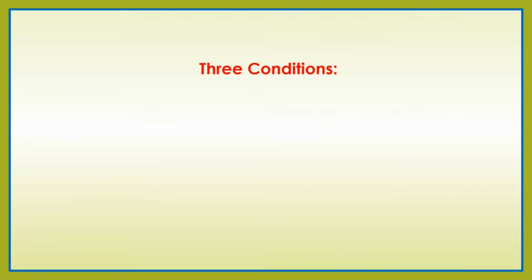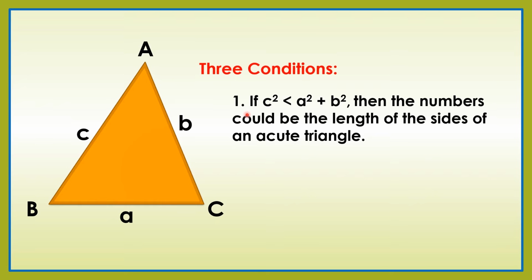So, paano ba natin malalaman kung ang tatlong numbers na given ay side ng acute triangle, obtuse triangle, or right triangle? So let's have here the three conditions. The first one is, if c squared is less than a squared plus b squared, then the numbers could be the length of the sides of an acute triangle.